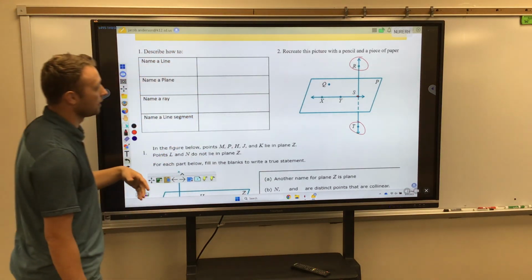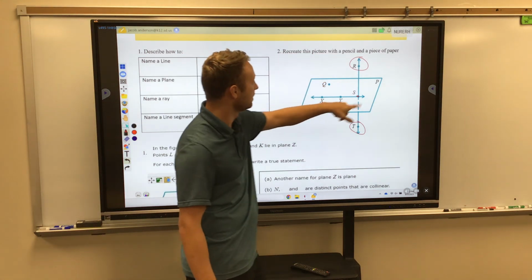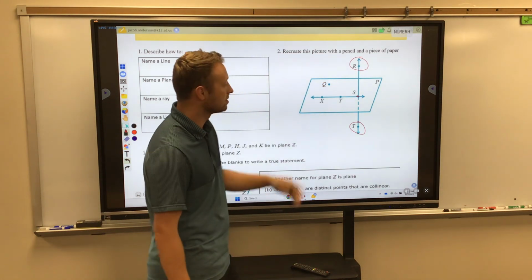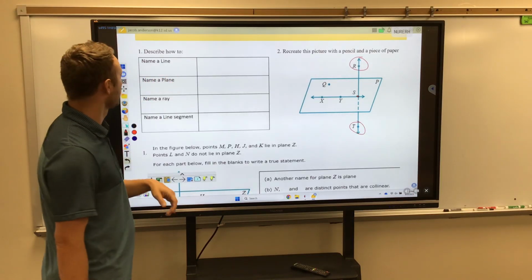All right, so I guess there's a couple more things we can quickly talk about. Q is a point that's on the plane, and then P isn't a point at all. We just use that to help name the plane. So if I'm naming a line right here, actually, here's what I'll do.